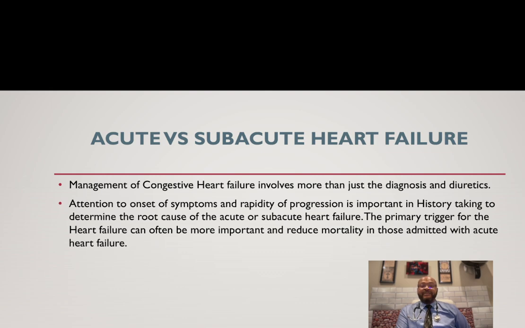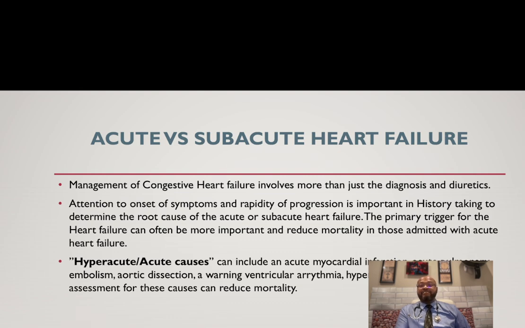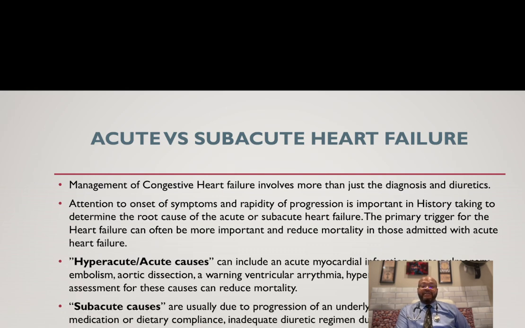And so, take time to get a good history. Did it come on suddenly, or did it take a while? So for the hyperacute and acute cases, you have to think of triggers, events like myocardial infarction, pulmonary embolism, aortic dissection, ventricular arrhythmias, hypertensive crisis. And so, if this was of sudden onset, you definitely want to look for these major events and treat them.